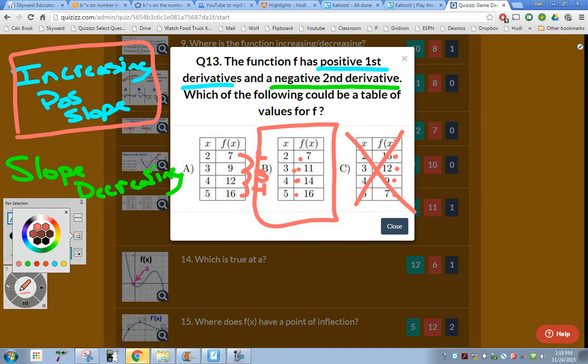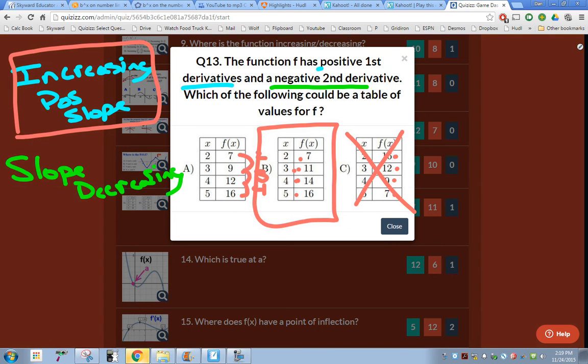Does that make sense what we're talking about there? That's a good question. Okay, I guarantee you see that on the AP exam.